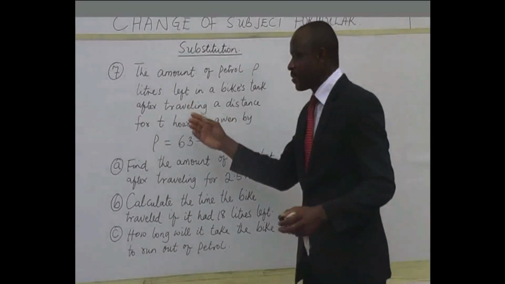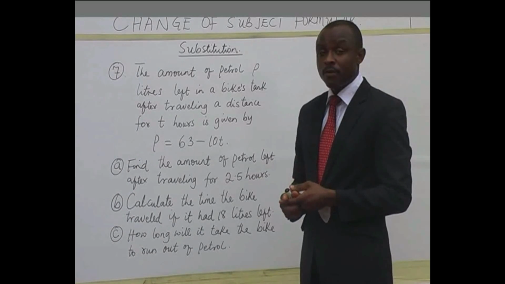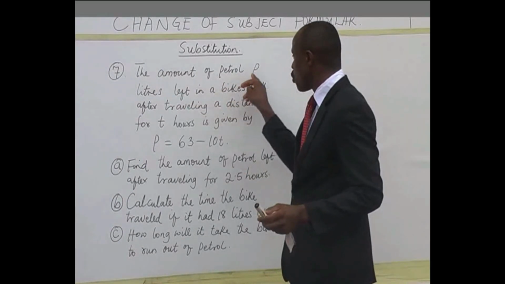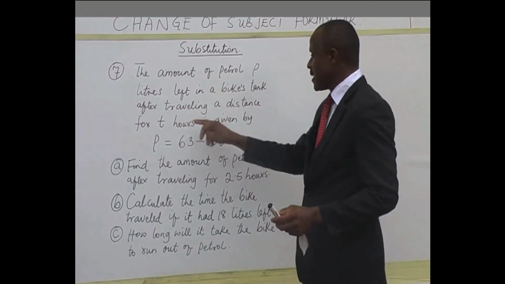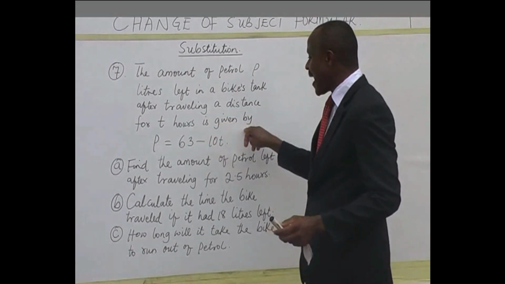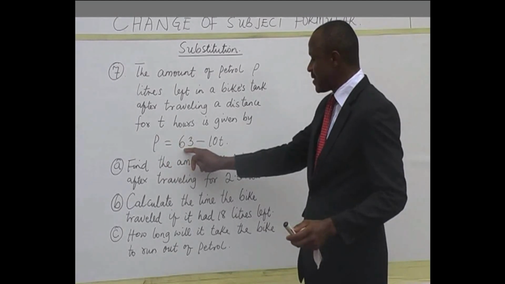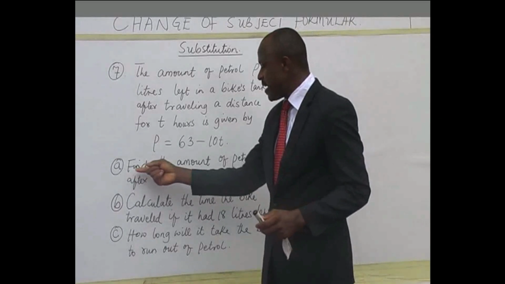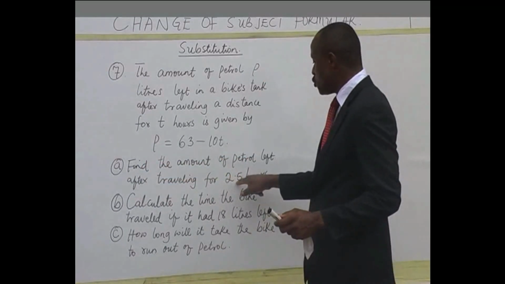This is the seventh question we have on substitution in change of subject formula. The question says the amount of petrol P liters left in a bike's tank after traveling for T hours is given by this formula: P is equal to 63 minus 10T. Then question number 8 says find the amount of petrol left after traveling for 2.5 hours.